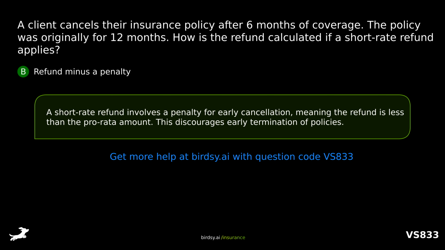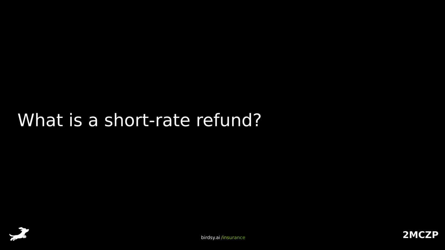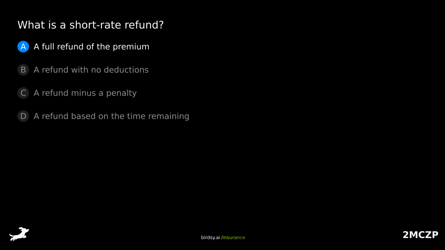A short rate refund involves a penalty for early cancellation, meaning the refund is less than the pro rata amount. This discourages early termination of policies. What is a short rate refund? Is it A, a full refund of the premium, B, a refund with no deductions, C, a refund minus a penalty, or D, a refund based on the time remaining? The answer is C, a refund minus a penalty.